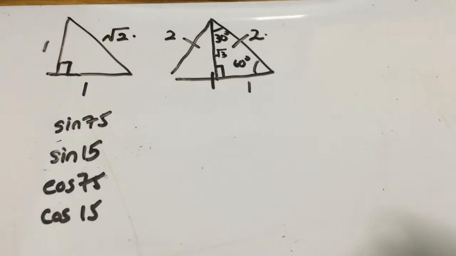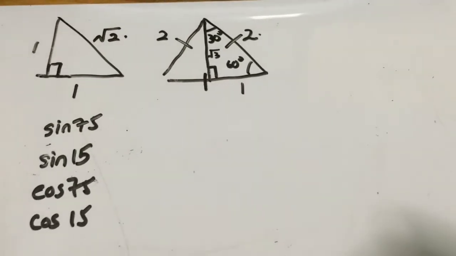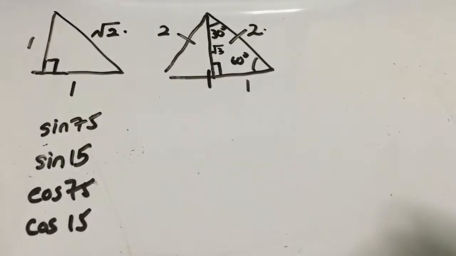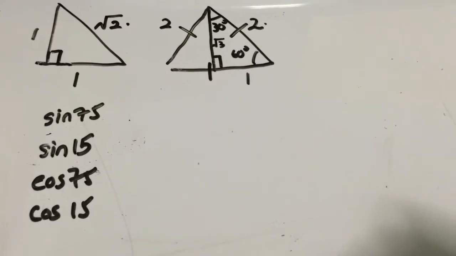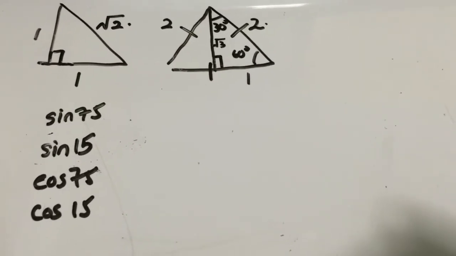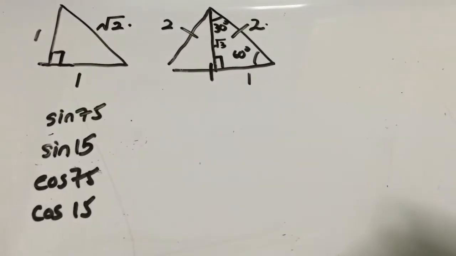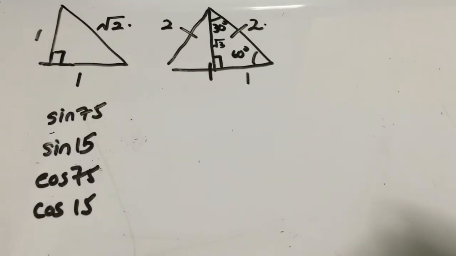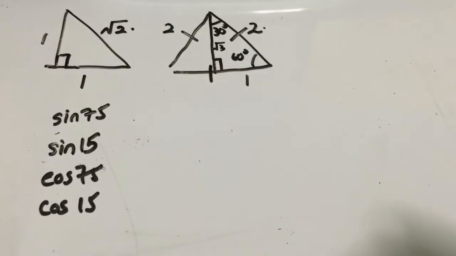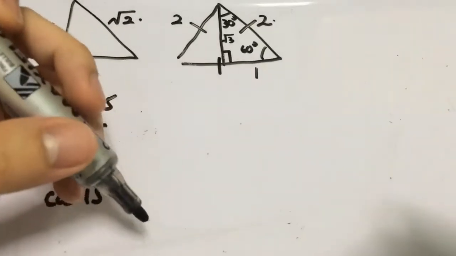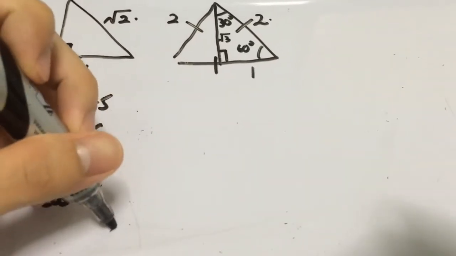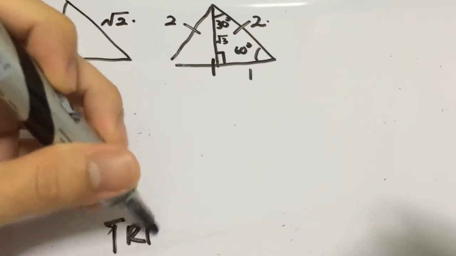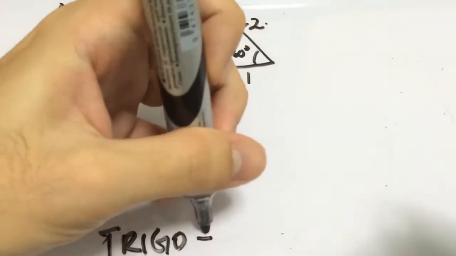Today we are going to find sine 75, sine 15, cosine 75, and cosine 15 without using a calculator. So how are you going to go about doing it? Well, basically it's to make use of the fundamentals, which is calculating sine 30, sine 45, and sine 60 without using a calculator, and we proceed to calculate sine 15, sine 75, cosine 15, cosine 75 using the trigo addition formula.